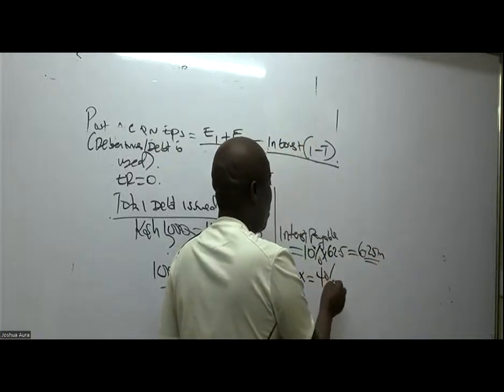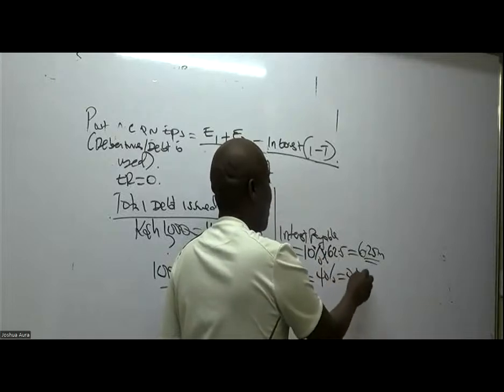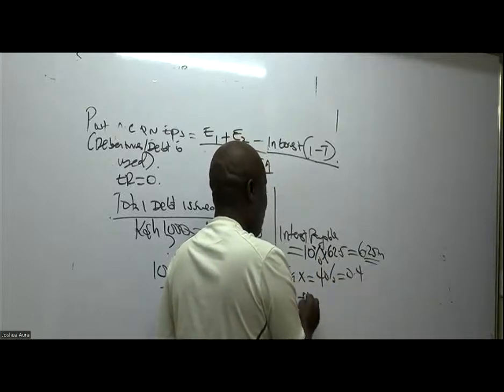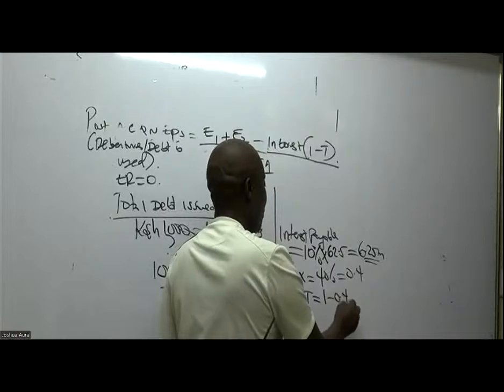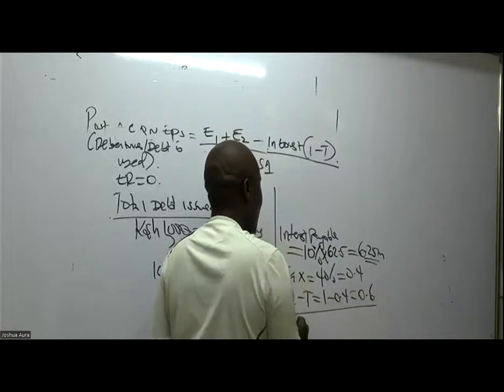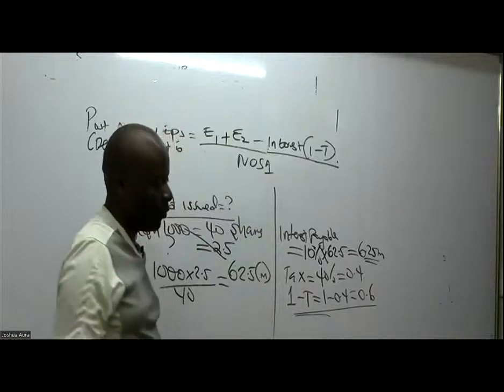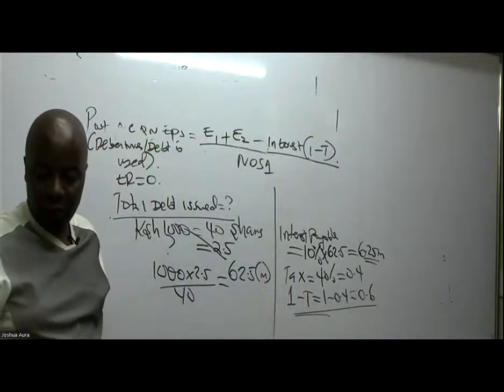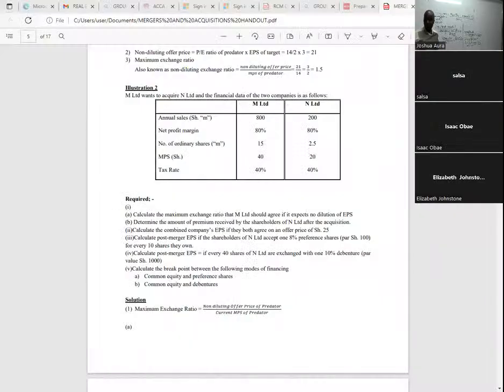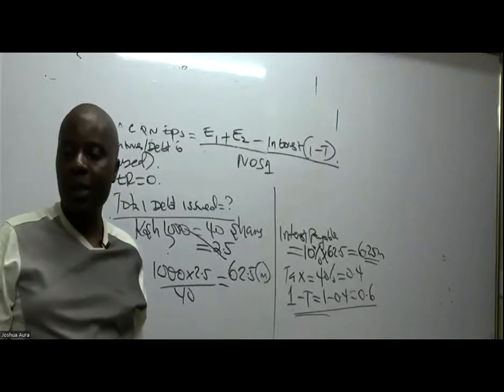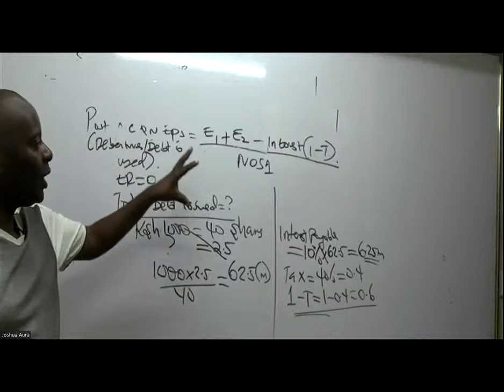Tax rate in the question is 40%, which is the same as 0.4. So 1 minus tax will be 1 minus 0.4, which gives 0.6. This is where I got my 40% from. Tax has been given, it's 40%. It's not always 30%. So then come and plug in the figures here.